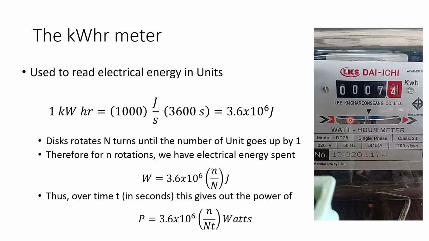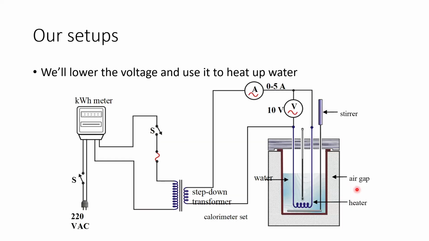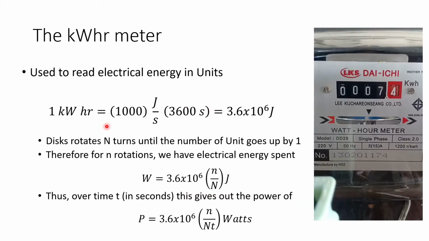This right here keeps rotating, and as it rotates, this number goes up. Once the number on the black box goes up by one, this is 1 kilowatt hour. If you calculate 1 kilowatt hour, you multiply 1000 for a kilo with the hour in seconds. A watt is joule per second, so this is 1000 joules per second, and the hour is 3600 seconds. Multiply these two, and you get 3.6 times 10 to the 6 joules.